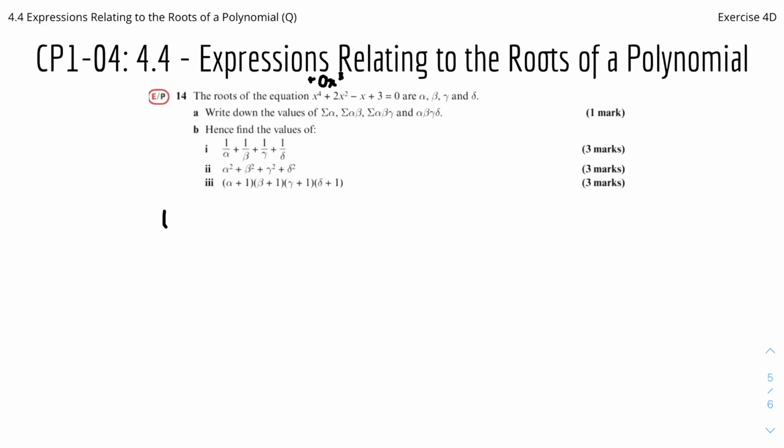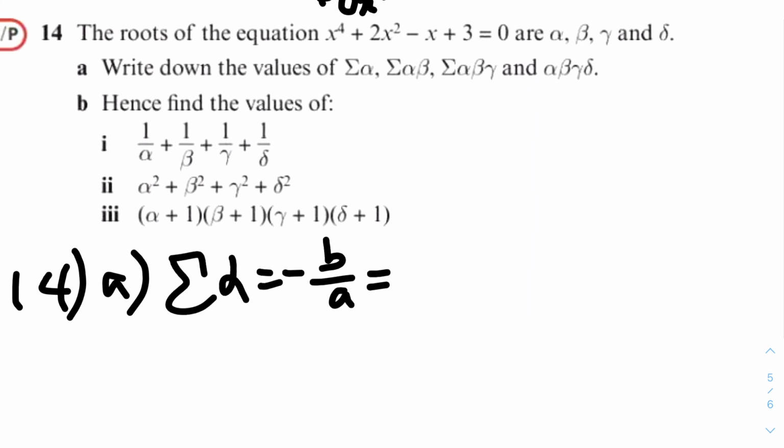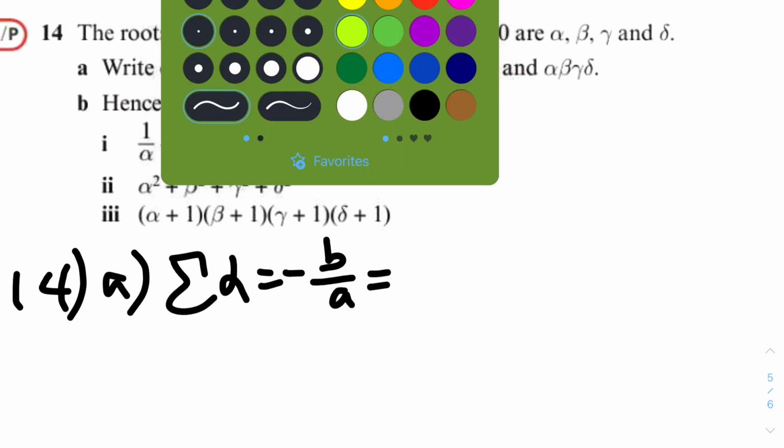So let's start with the first part A. The sum of alpha is equal to the sum of roots, which is minus b over a. And as you know, the b coefficient, the x cubed coefficient, is 0. So this is just equal to 0, like so.